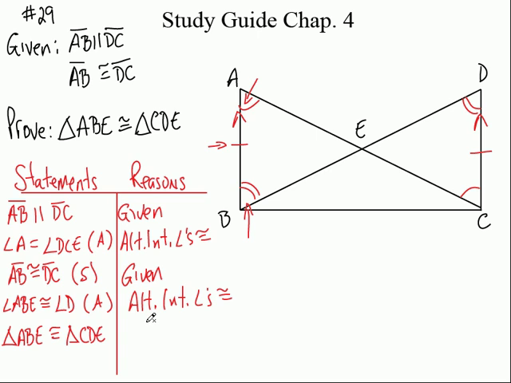Is it CPCTC? No, that doesn't make any difference. It doesn't make any sense, does it? How do we prove triangles congruent? In this case, angle, side, angle. You got it? That's it. That was pretty simple, wasn't it?